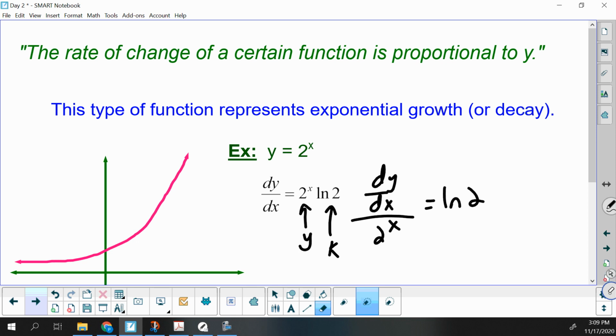So when you see that phrase, the rate of change is proportional to the original function y, it needs to pop in your head that we are working with an exponential function. You don't want to have to solve the differential equation each time. We want to be able to jump right to the fact that it is exponential.